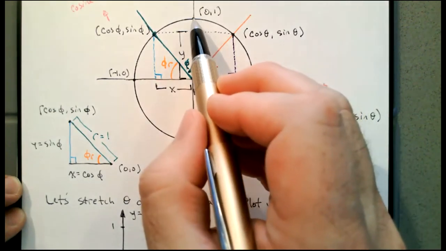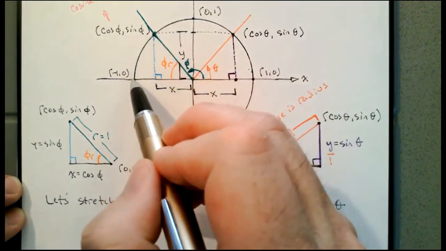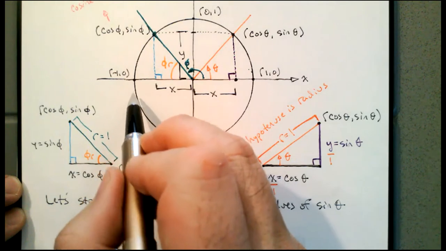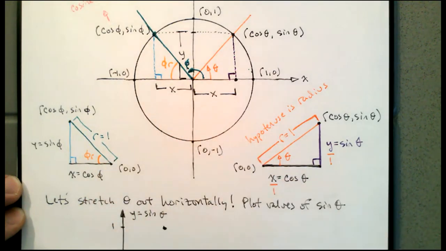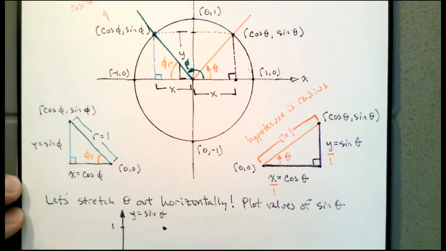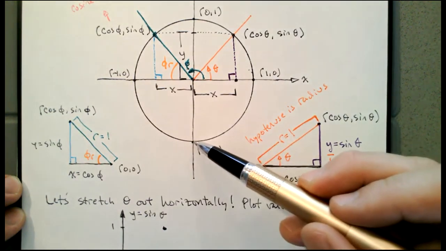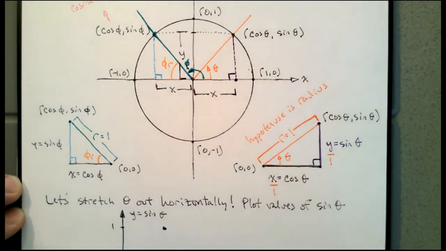As theta keeps going around, the y value decreases down to 0 when we get to 180 degrees. So here we are back down at 0. It goes up, back down again. And then the y values drop negative and decrease down to negative 1 when we get to 270. And then the y value starts to climb again from negative 1 back up to 0 at 360, and we've gone all the way around the circle.